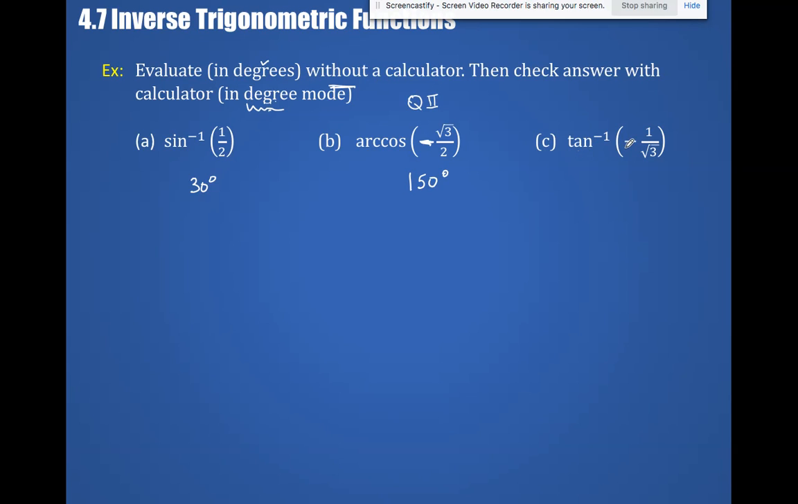Tangent, which quadrant is inverse tangent defined for negative tangent? Quadrant 4, right? And you can't go all the way around your circle. You have to go backwards. And if you put inverse tangent of negative 1 over root 3 in your degree mode, you will get negative 30 out of that.